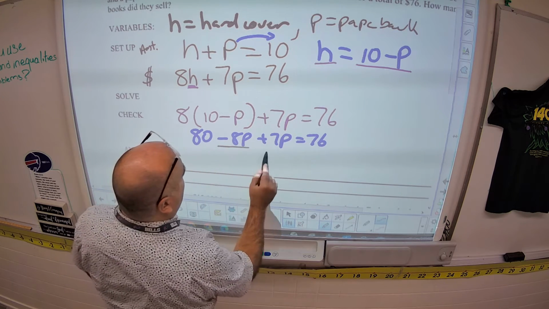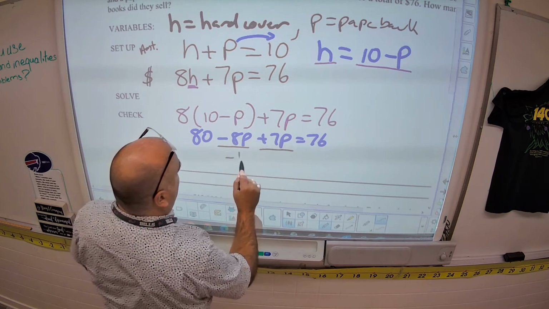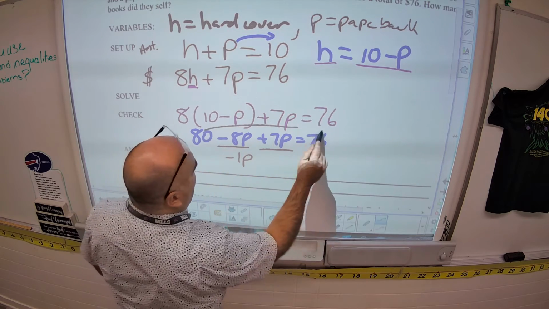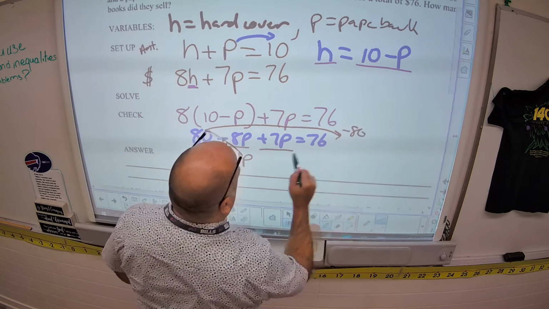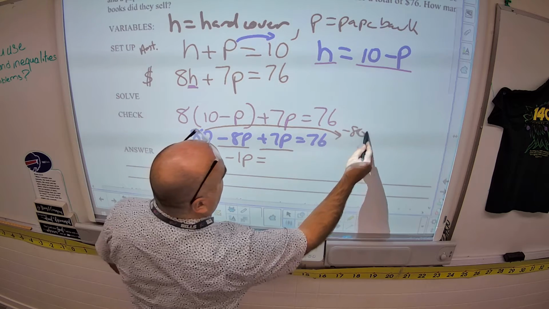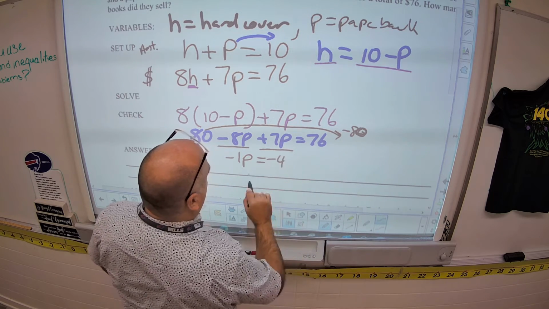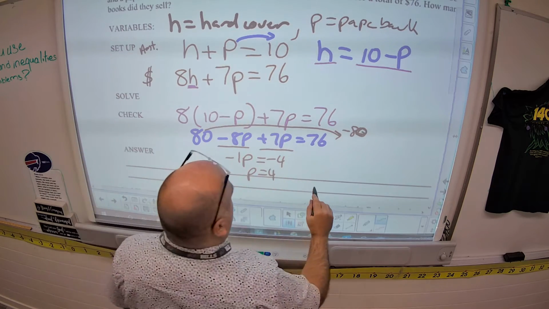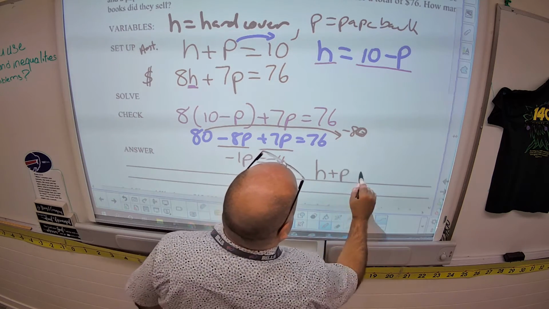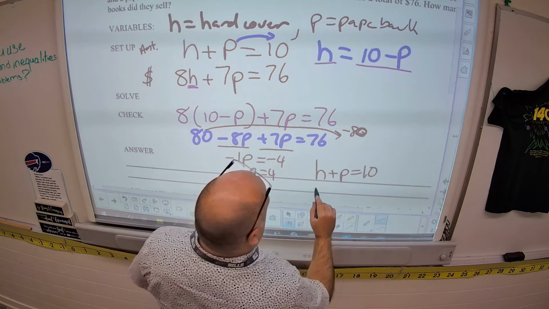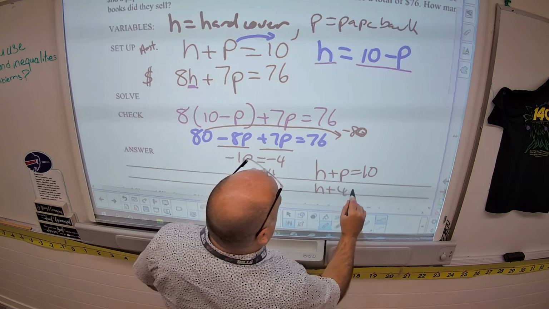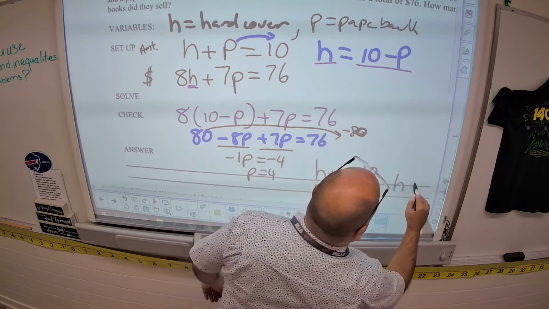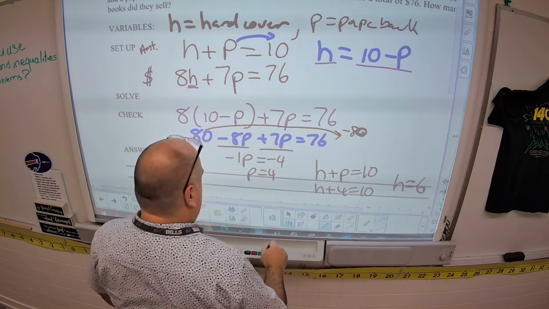80 minus 8P. I can combine these two to get minus 1P. I'm going to send this 80 to the other side by subtraction, and when I combine these two together here, I'm going to get -4. So P equals 4. If P is 4 and H plus P is 10, then what plus 4 is 10, and H would equal 6.